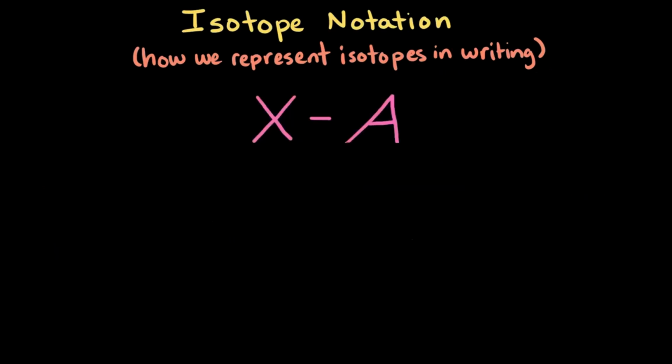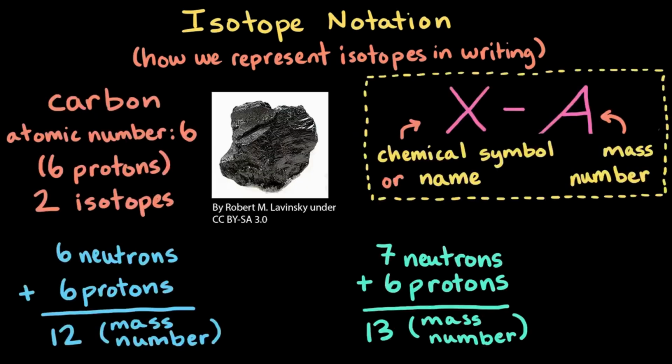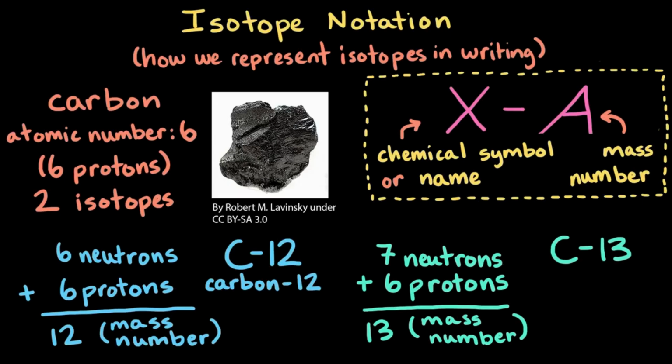Another notation that is used for isotopes is the chemical symbol or the element's name, symbolized by X, followed by a hyphen and the mass number, symbolized by A, so X-A. Let's return to our carbon isotopes example. For the carbon isotope that has 6 protons and 6 neutrons, we write that as C-12 or carbon-12. For the carbon isotope with 6 protons and 7 neutrons, we write that as C-13 or carbon-13.